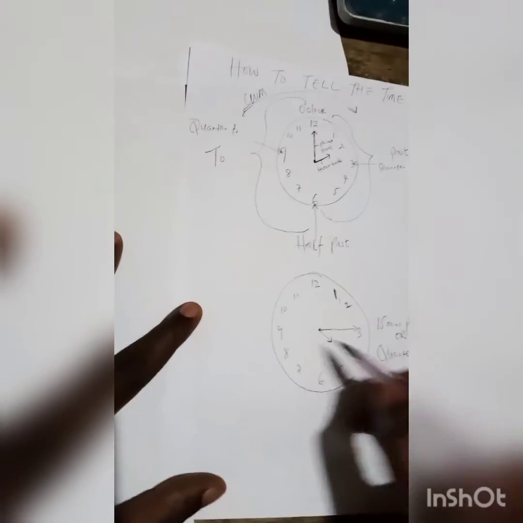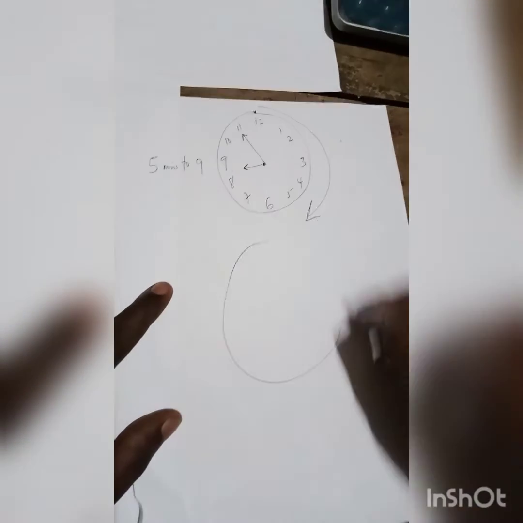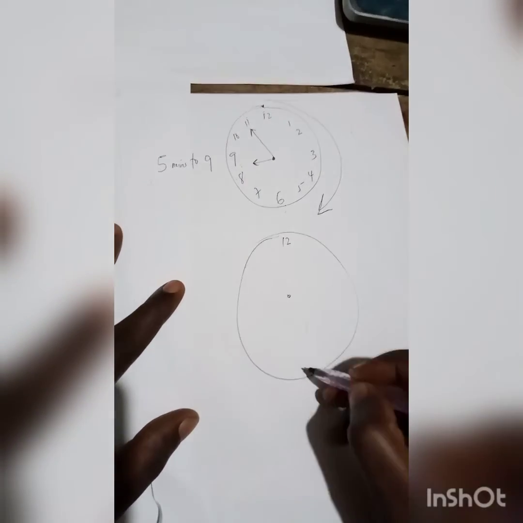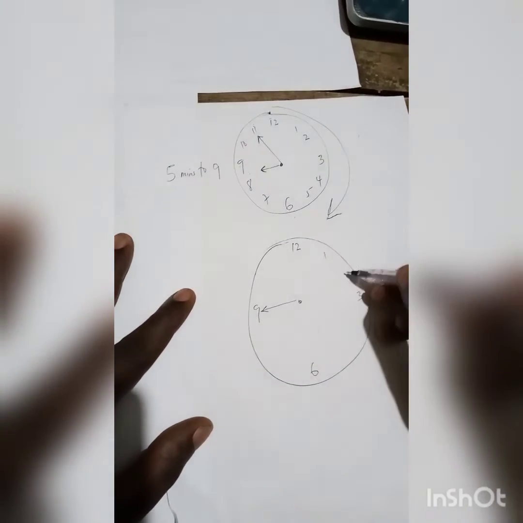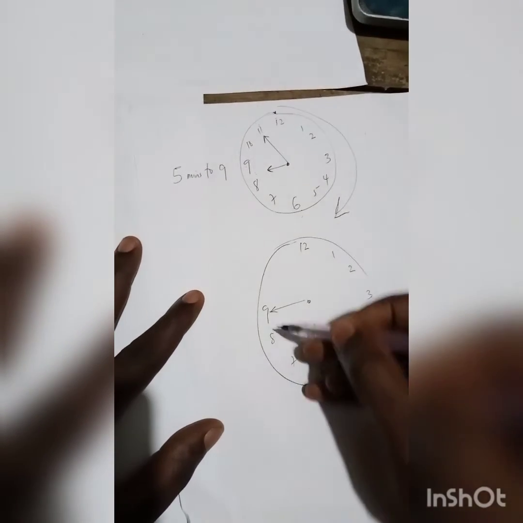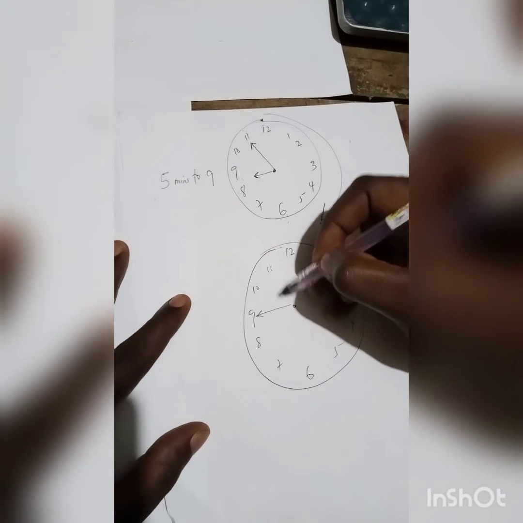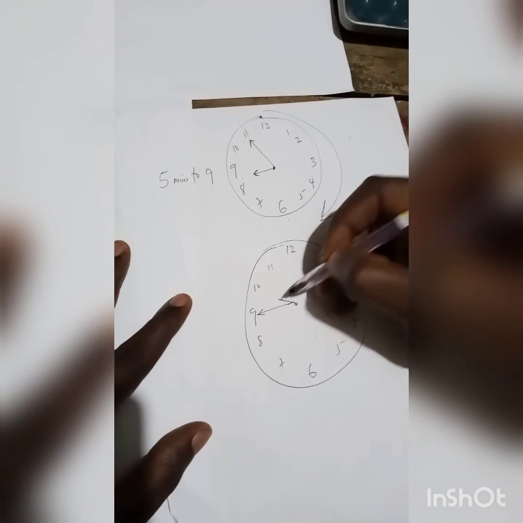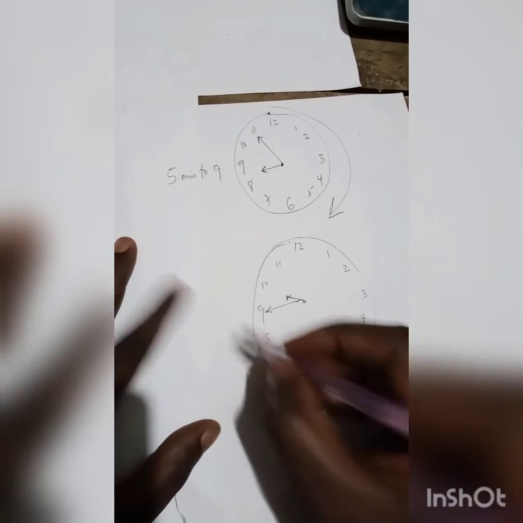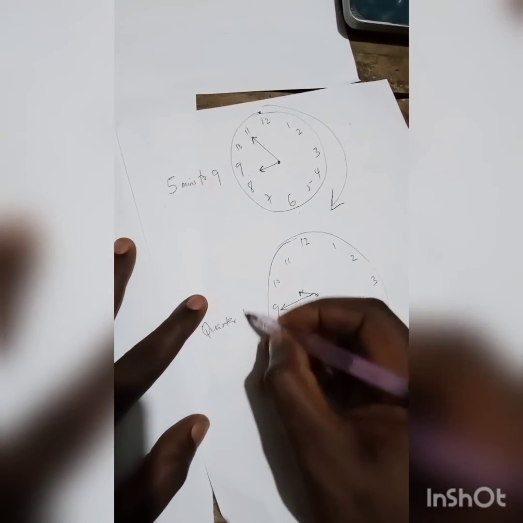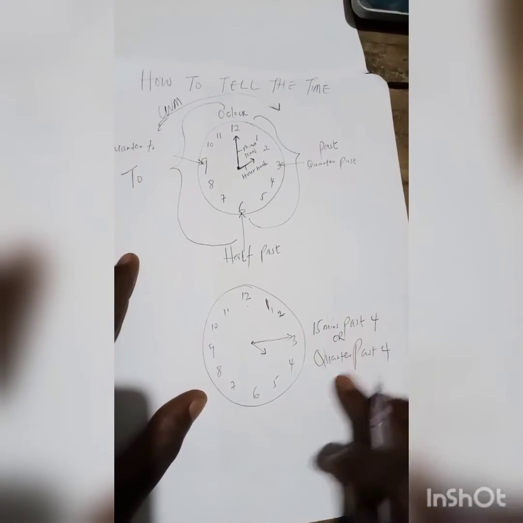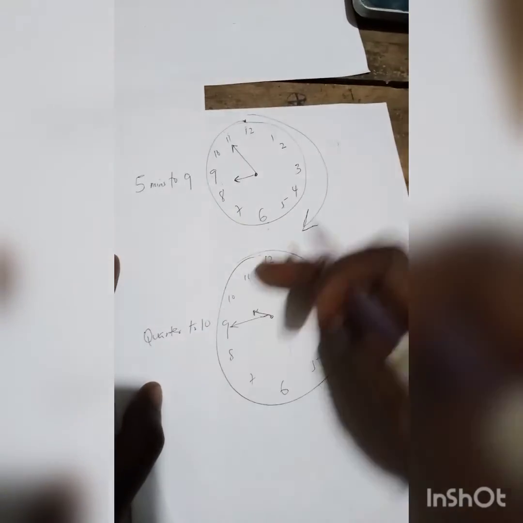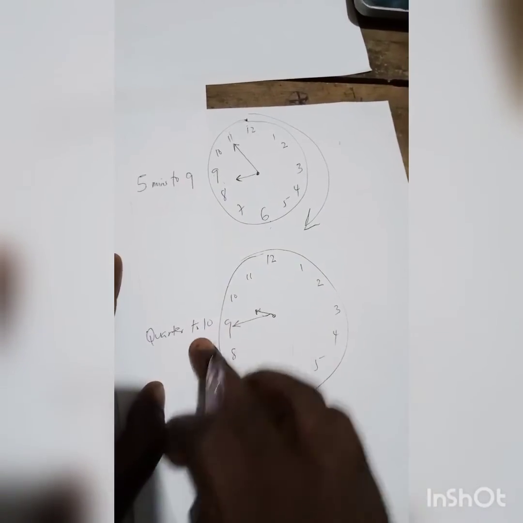If the long hand is in this direction, for instance, you have the long hand pointing at 9 and the short hand is here, then you can say quarter to 10, or 15 minutes to 10. Here it is 15 minutes past 4 or quarter past 4. Here it is 5, 10, 15: 15 minutes to 10 or quarter to 10.